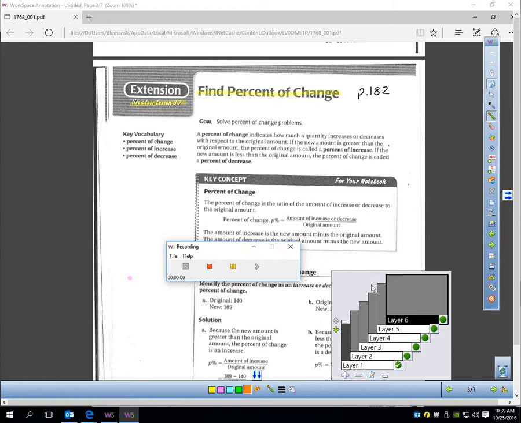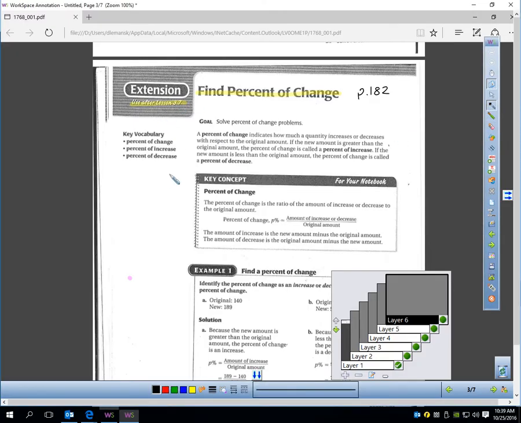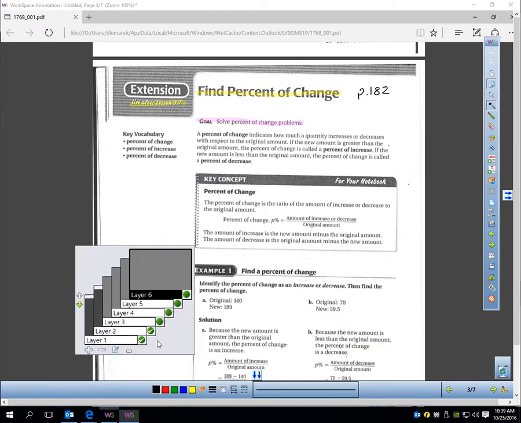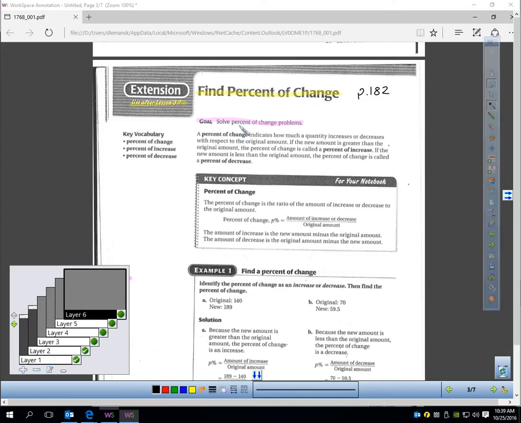Hi, this is an extension to lesson 3.7, finding percent of change. You should be on page 182. Since this is an extension of lesson 3.7, you can put these notes with your 3.7 notes. The goal of this extension is to solve percent of change problems. You work with percentages in lesson 3.7. We're going to be working with percentages here also, but it's going to be finding percent of change.